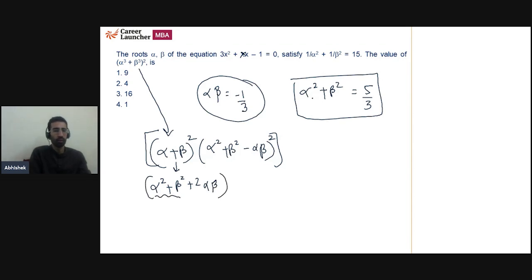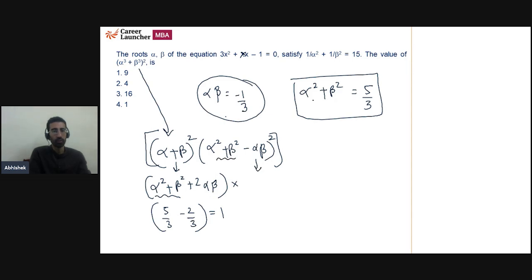Because this we know now, right? Lambda square plus beta square we know, 5 by 3. 2 lambda beta we know. This will be minus 2 by 3. So this is 5 minus 2, 3 by 3 is 1. Super. It will not affect the answer. 1 into anything is the answer itself.